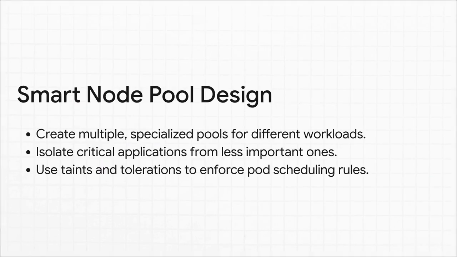The magic word here is specialization. Instead of one big, expensive generic pool, you create multiple specialized ones. Maybe you have a pool with high memory machines just for your databases, or another one with powerful GPUs for machine learning. This lets you isolate your critical apps and it saves you money. You can even use a cool feature called taints and tolerations to lay down the law and tell Kubernetes, hey, only these specific kinds of pods can run on this specific hardware.